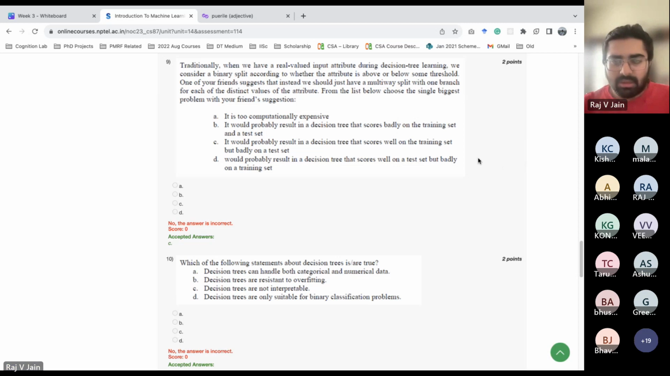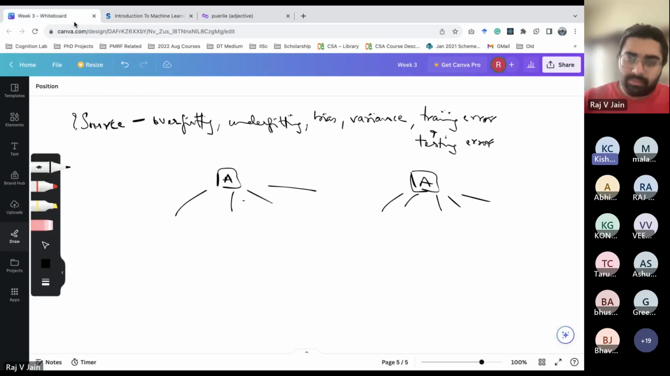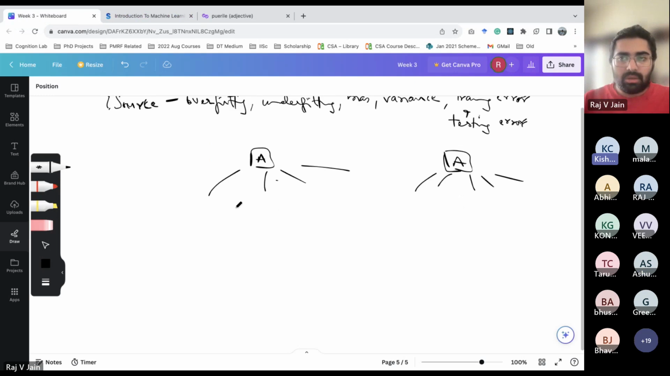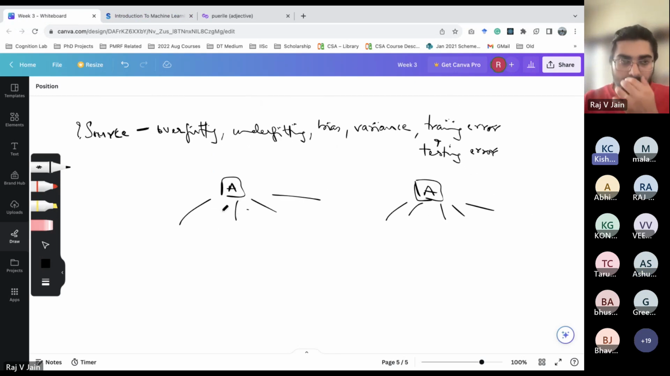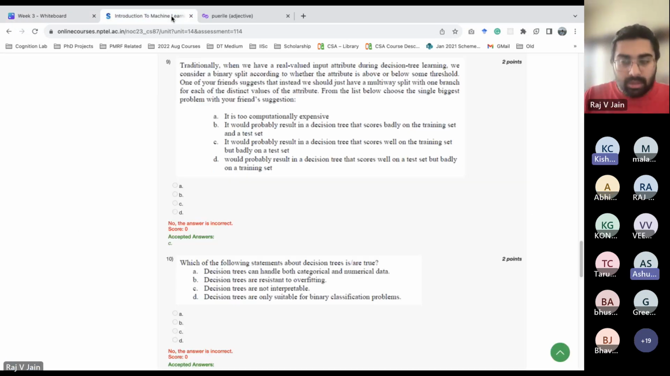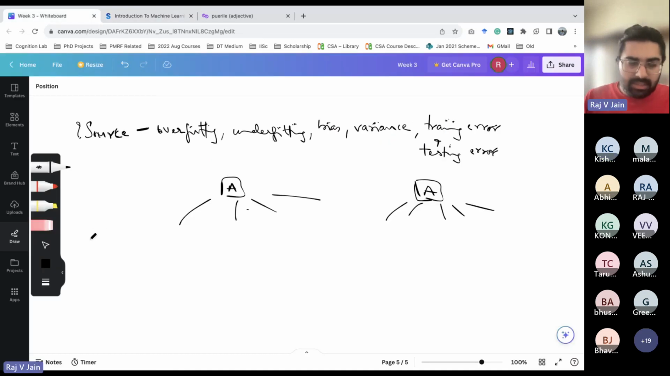Sir, what I mean to say is that it is real valued input. If it is real valued input, how can I capture all the inputs? Maybe every new example will have a new value. Infinite. It's quite possible. Fine. Agreed.